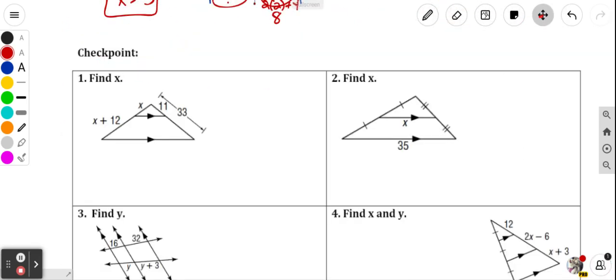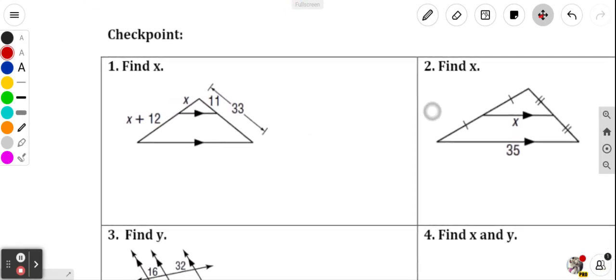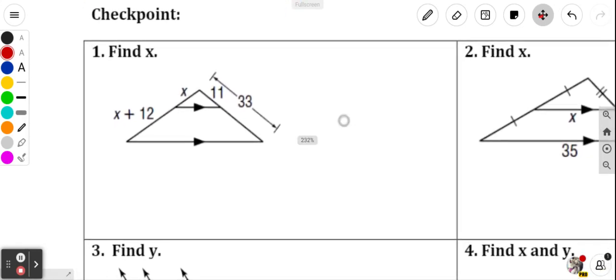So what I would suggest you do now is pause the video and try these 4 problems, and then press play and see if you got them right. I'm just going to go over them now.